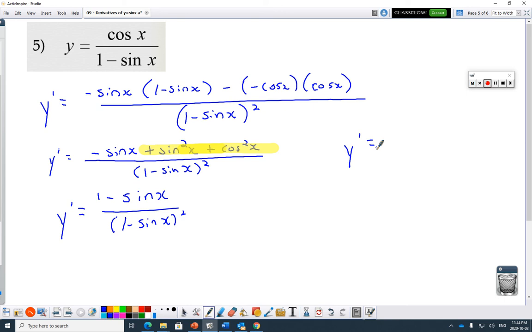Good things happen. I got 1 minus sine x over 1 minus sine x squared. One of them goes. So I cancel 1 minus sine x on the top, and I cancel the square on the bottom, and I'm left with 1 over 1 minus sine x. And it happened again where the derivative, lots of times, is much simpler than the original function.